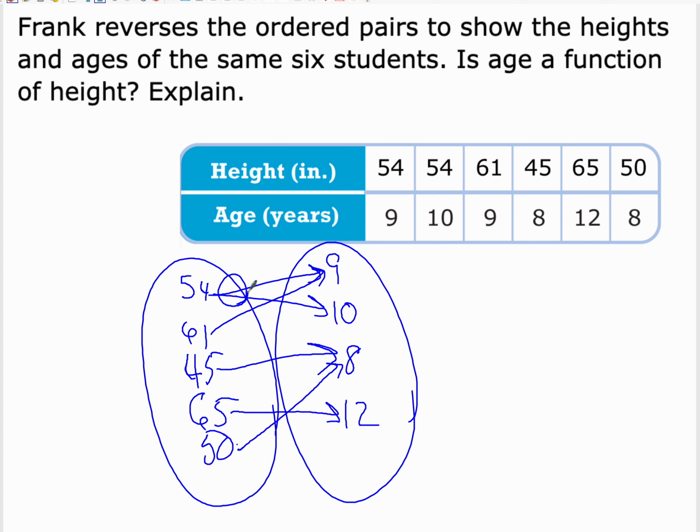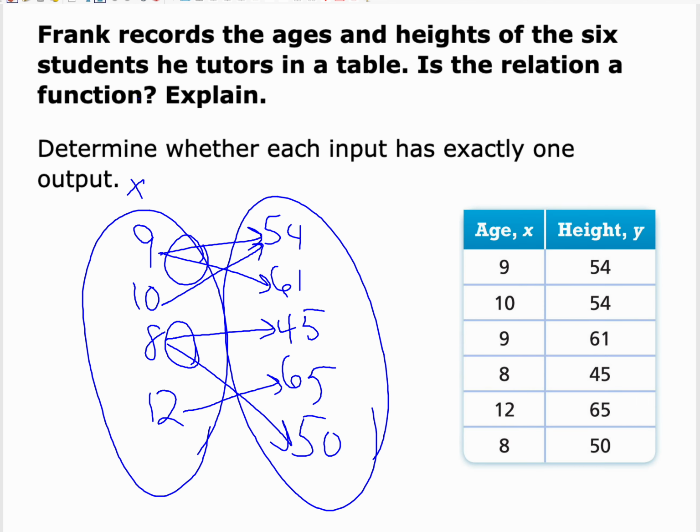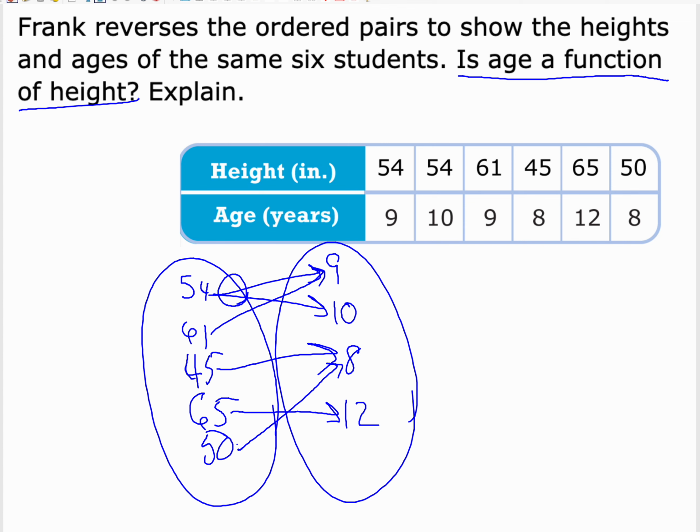All right, there you go. And note this, this is what I want to point out on this one. Is age a function of height? Well, they didn't say it that way, but when they ask this question, is age a function of height, we want height to be our input. Is speed a function of time? They want time to be the input. If I reverse it and say, is time a function of speed? Now speed becomes the input.